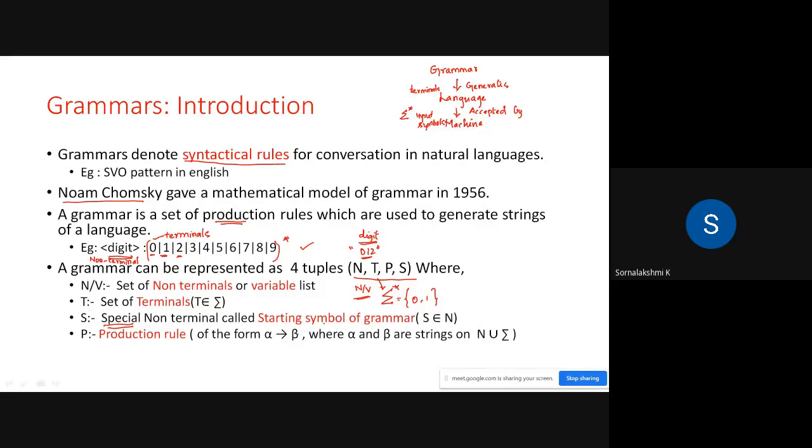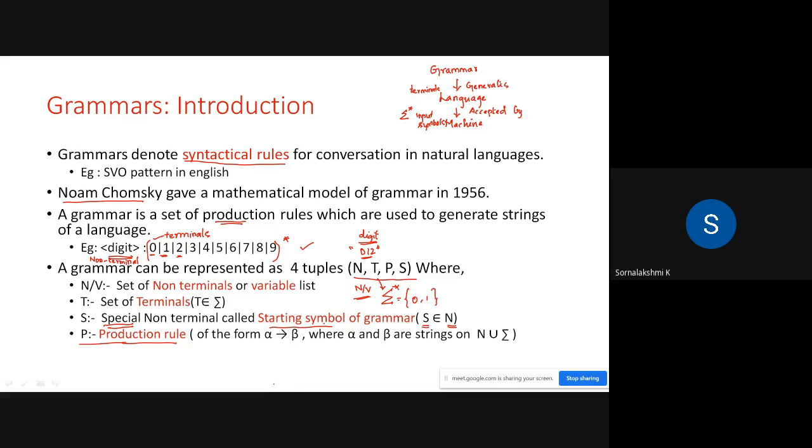You have to derive. The derivation is the process of generating strings using the grammar. So the starting symbol is the place where you start. You start with this symbol and then you expand it. It's a special non-terminal symbol. Again, it belongs to the set of non-terminal symbols, and you start your derivation from this symbol. It's the starting symbol. And P is the production rules.